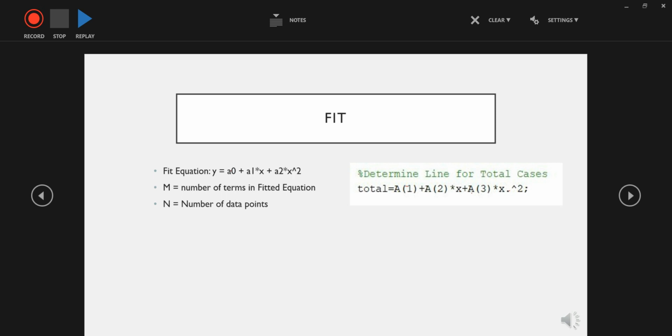So those number of terms are going to be this m right here, and that's going to be really valuable in sizing the matrices. And then this n is going to be the number of data points. So for us, that's 50 days that we took data from, and our m is 3, our a naught, a1, and a2. All right, now we're going to look, and then here to our right is just a coded version of what the line's going to look like.